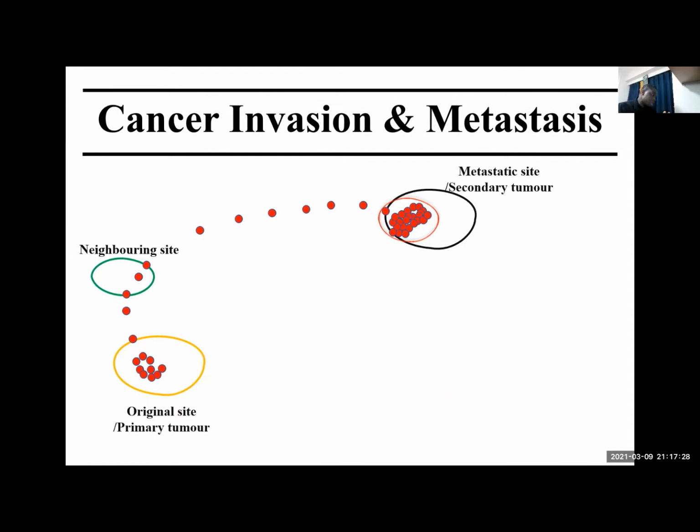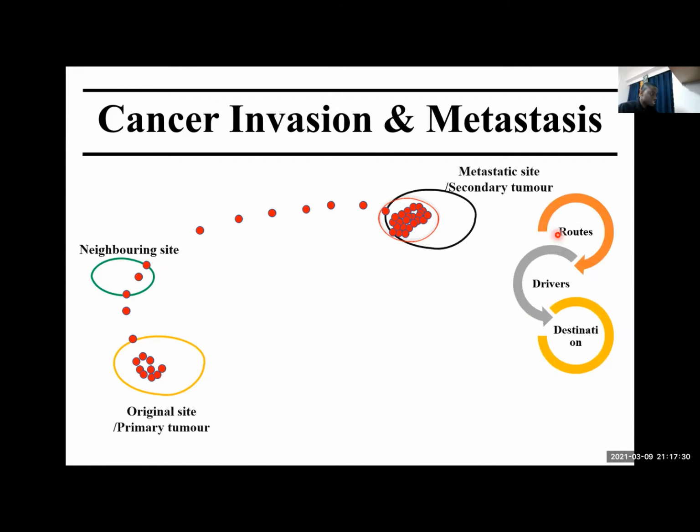I think there are 3 steps. One is understanding the roots of the metastatic process. Secondly is understanding the drivers of the metastatic process. And third, and most importantly, is understanding the destination of the metastatic process. You can actually see that the cancer cells, which are in red, are nicely fitted into this red line. And this red line is known as the pre-metastatic niche.